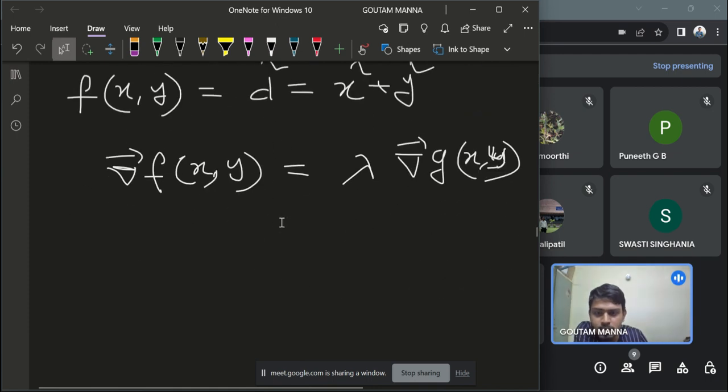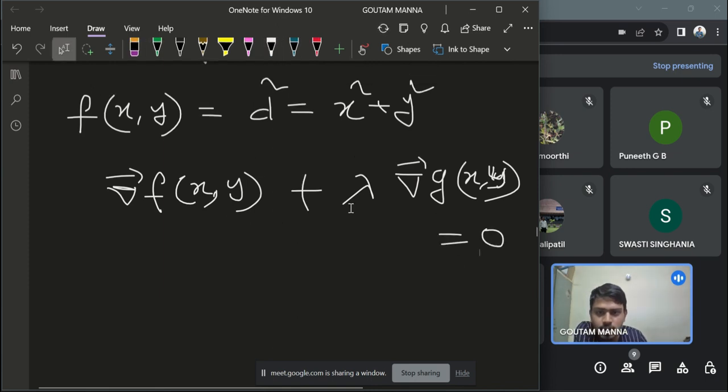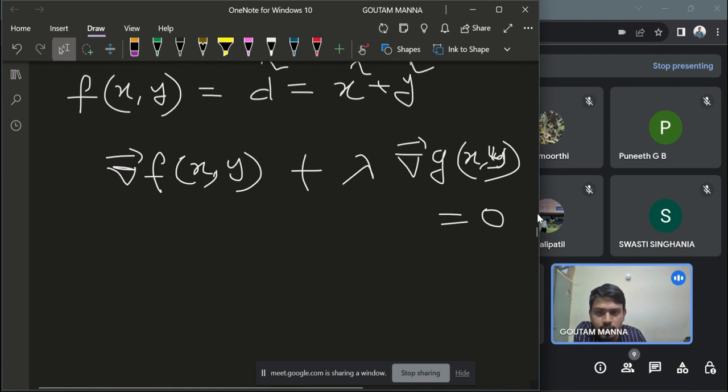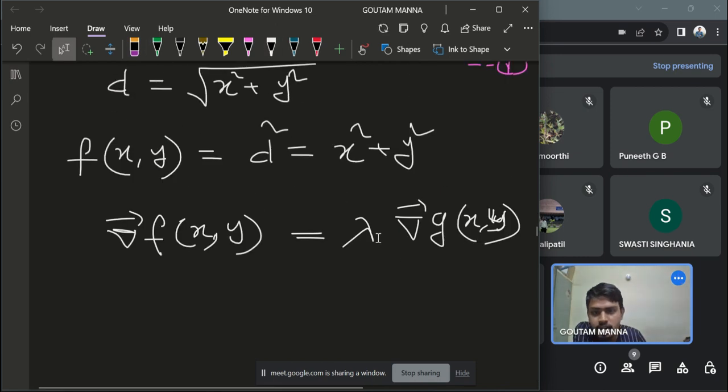One thing to note is, lambda is kind of an arbitrary undetermined constant. So in some cases you will find it taken as minus lambda. It doesn't depend on whether you take lambda positive or negative, because anyway at the end we don't need lambda. So I will do it this way, just putting lambda on the right hand side.